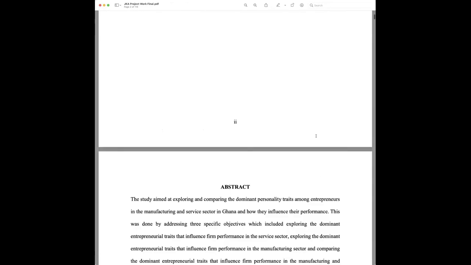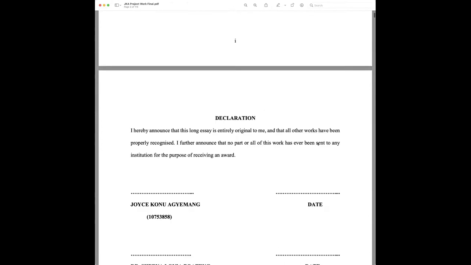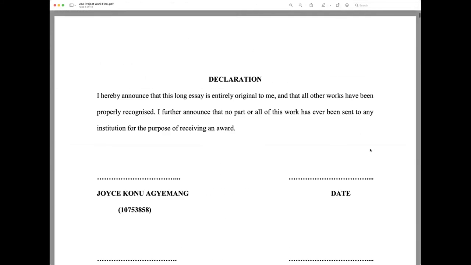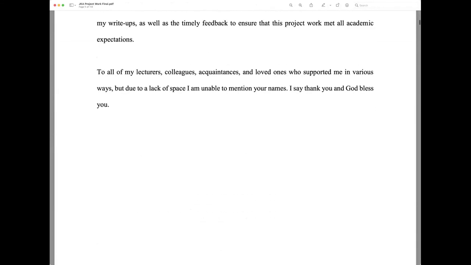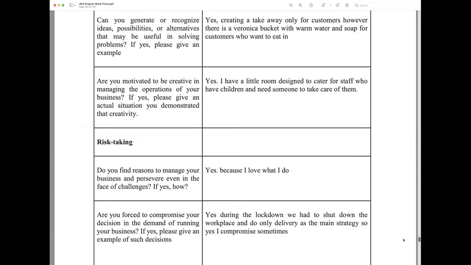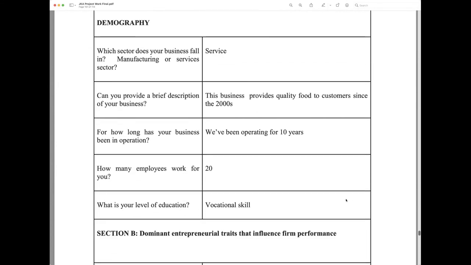So look at this example from Joyce's work. When you go down, Joyce is doing something in, I think, marketing or international business, one of them. Okay, the dominant trade and personality traits among entrepreneurs in small and medium scale enterprises in the manufacturing sector. To be able to do a good job, she understood what was required of her. If you look at her conclusion and the end of everything, you see that she has some of the transcripts here based on the questions. So, interview eight, participant. Which sector does your business fall in, for example service? You see how it's structured already.